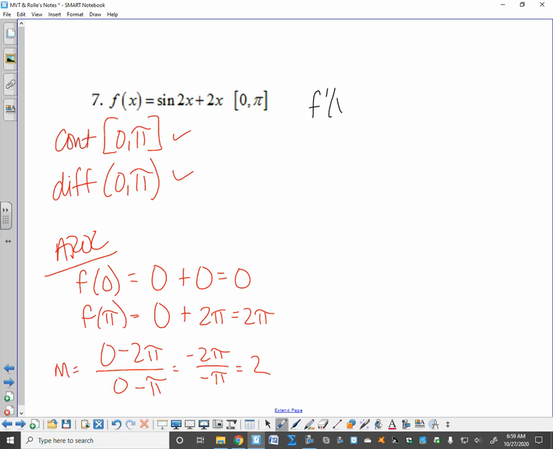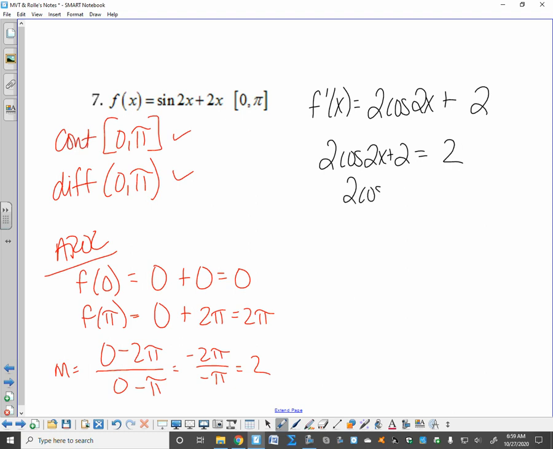So now I'm going to go find f prime. This is a turduck, so sine goes to cosine of 2x times 2. So 2 cosine 2x plus 2. And I'm going to take that and set it equal to my slope, which is a 2. I'm going to subtract the 2, divide by 2. Now I'm going to solve it. So I'm going to find where is cosine 0, and I'm going to set 2x equal to those places.